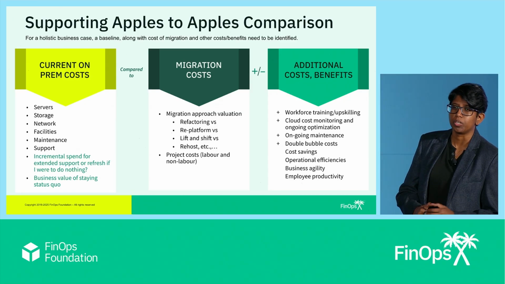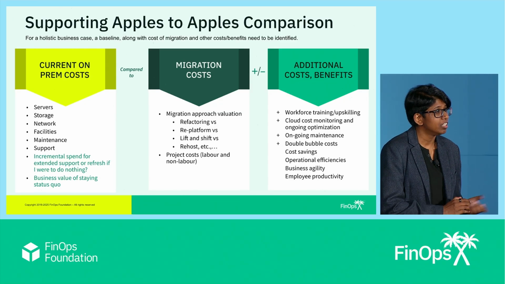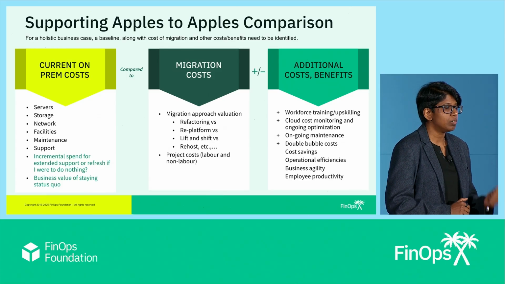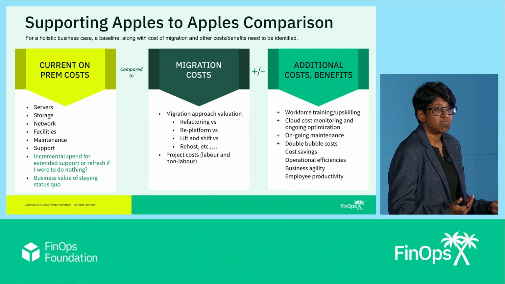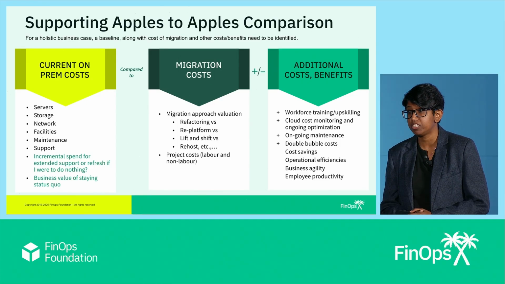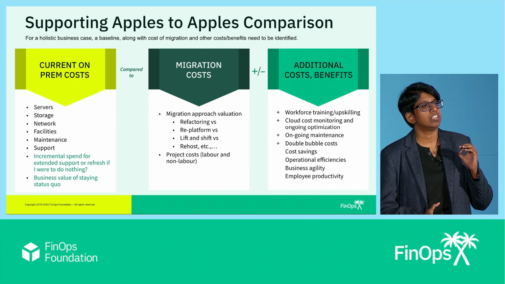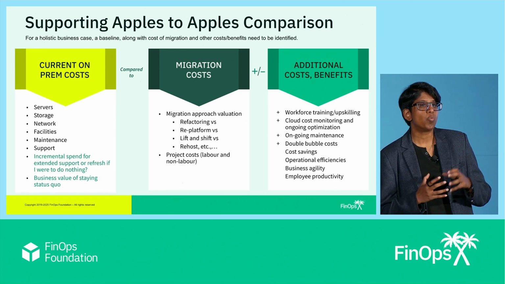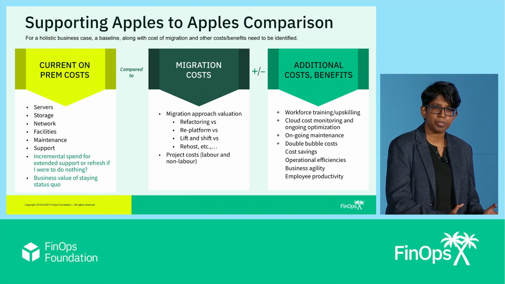And so when we look at our current on-prem costs, the big rock items are typically easy enough, right? We know our storage, our network, facilities, all of that good stuff. We need to ensure we also take into account incremental spend. So any extended support that may come up, cost of refreshes, all of those pieces need to be added on. And again, not just that, but what is the value that I'm getting from staying on-prem?